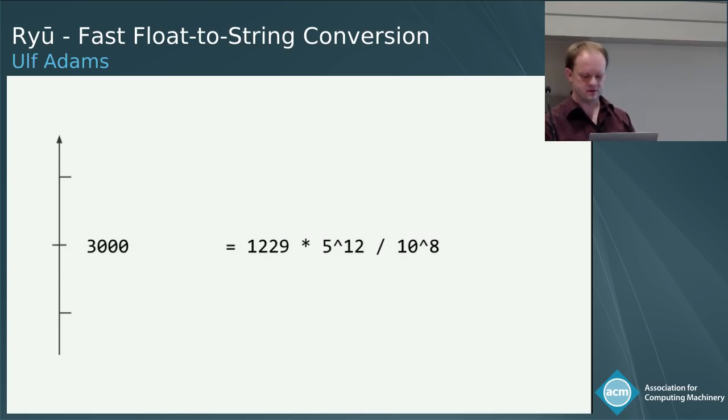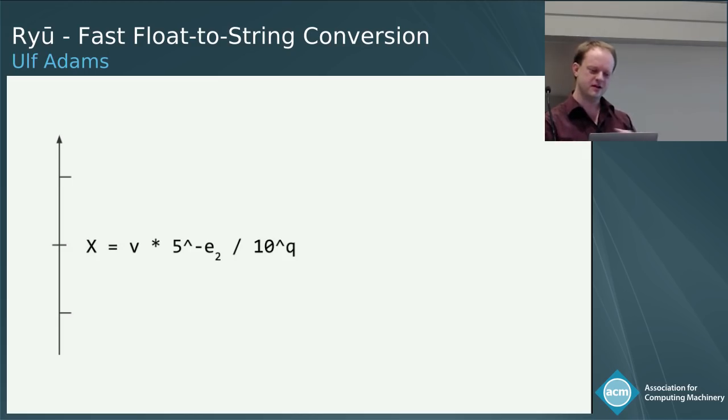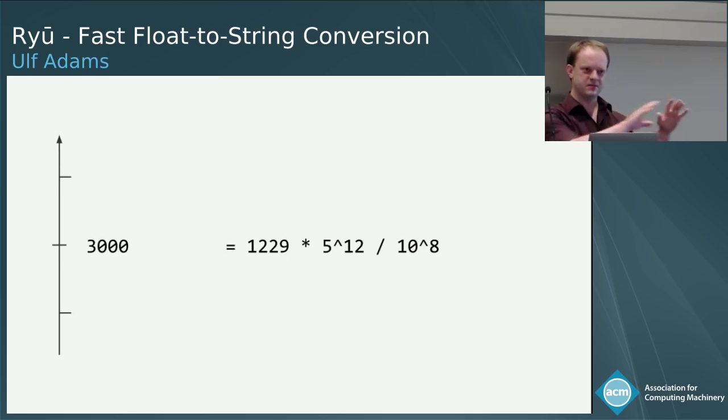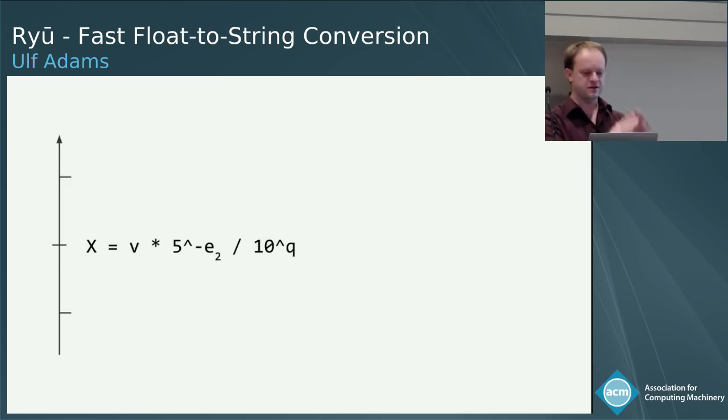Now this is going from the example to the general case. This is actually the general case. All the cases look like this. This is true for all numbers that have a negative exponent E2. The numbers that have a positive exponent, it looks different, but the approach is basically the same.